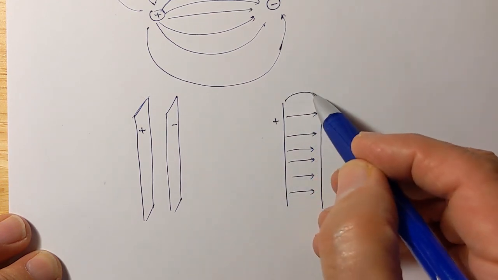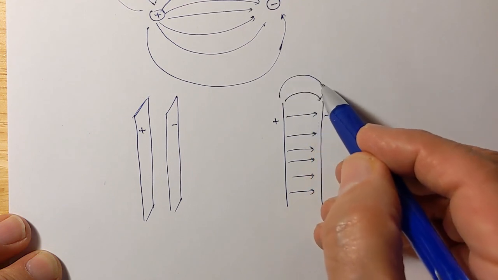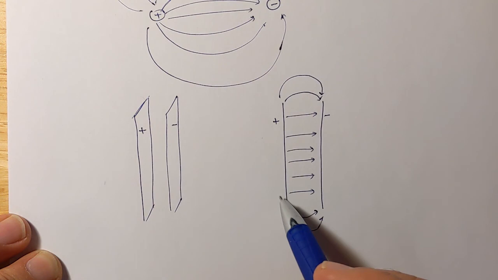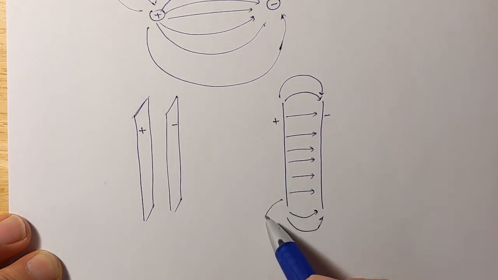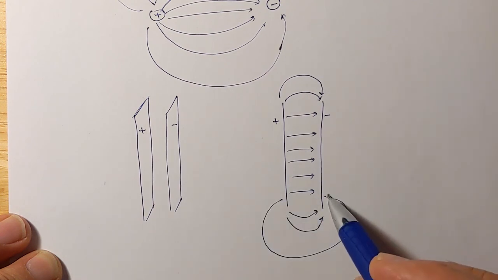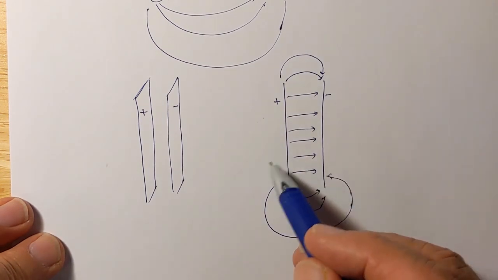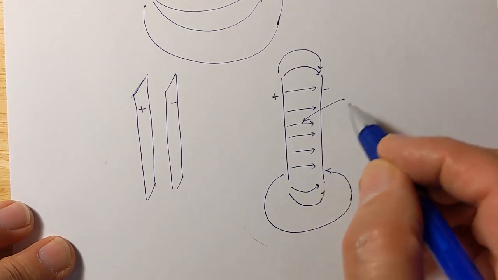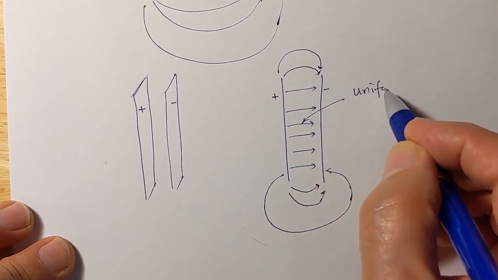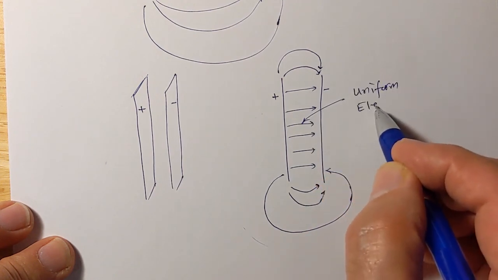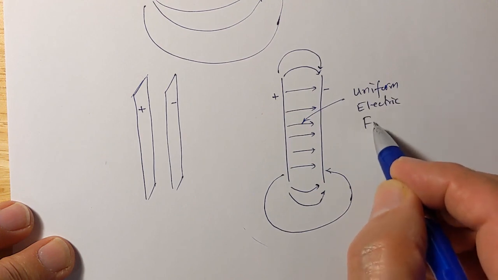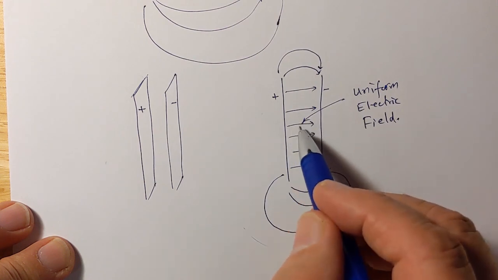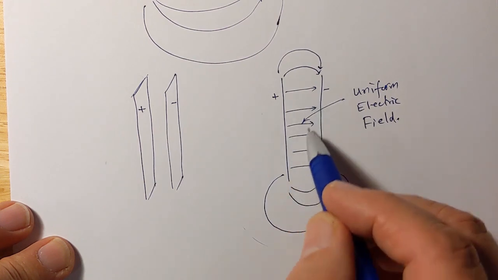But near the edge it's going to be like this, so it's sort of curved, and lines going out from here would ultimately go back in here, and similarly all around. So in this part we have what we call a uniform electric field. Uniform meaning that the lines are parallel, the electric field strength is the same everywhere inside here.